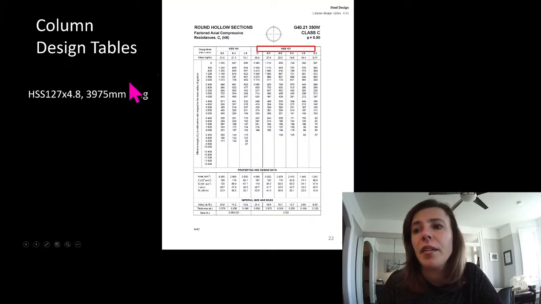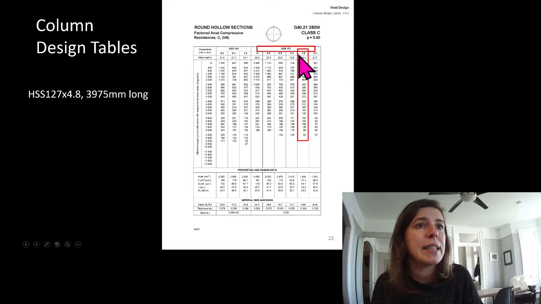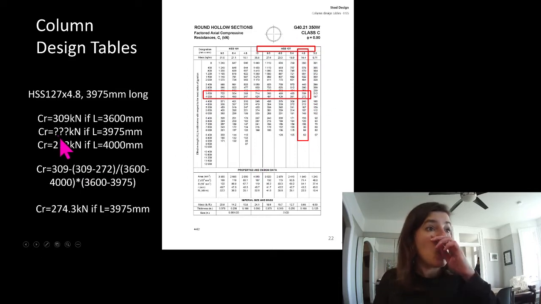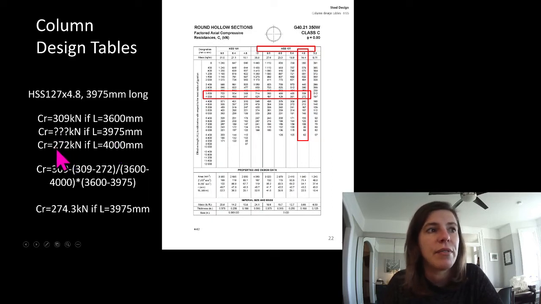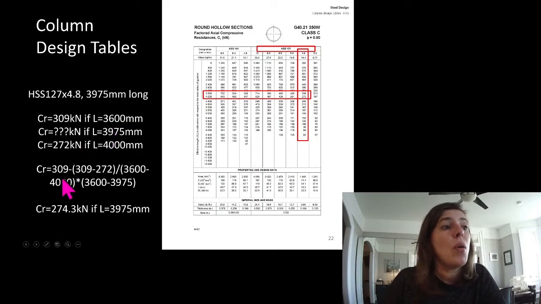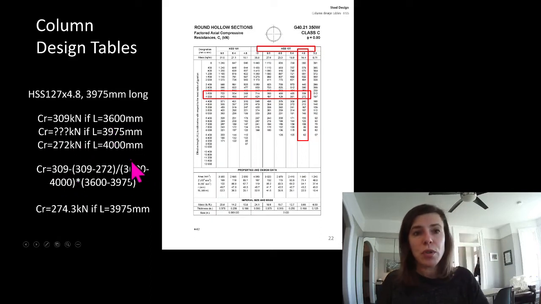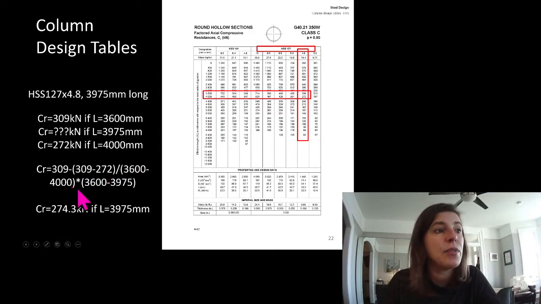So you can see here that I've highlighted that column. So if the length was 3,600 millimeters, CR is 309. If it's 4 meters, the CR is 272. But we want to know CR at 3,975. This is where we interpolate. So we interpolate here. I've gone through interpolation a few times. You can try plugging this into your calculator. You can try doing it by hand if you like.